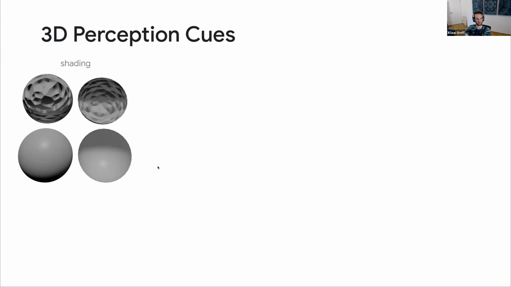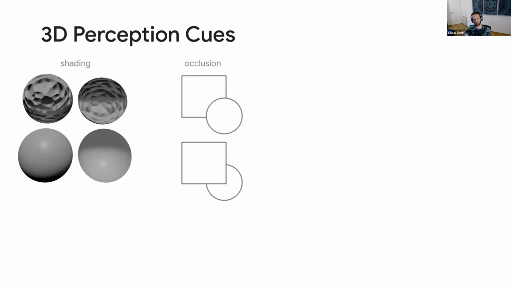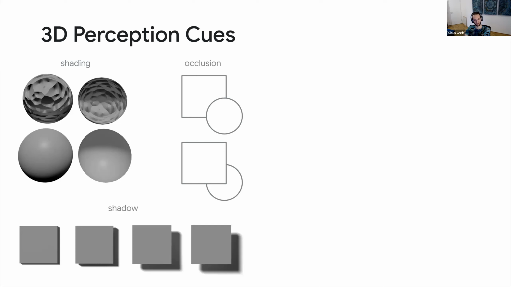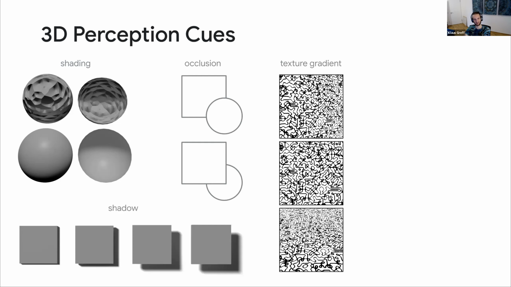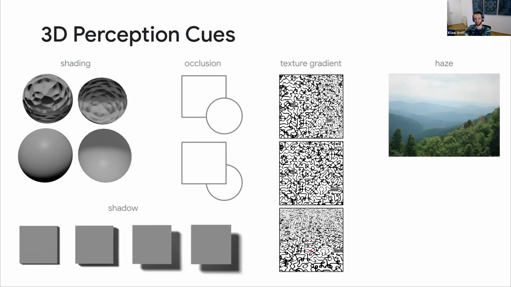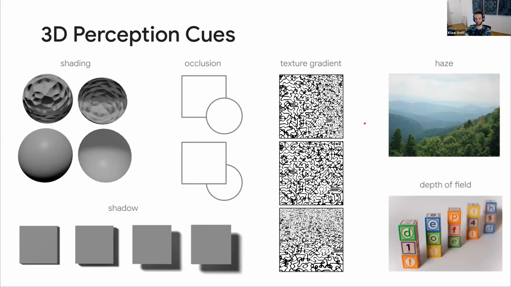looking at light and shading, occlusion, things that occlude each other or can give some information about what's in front. There's shadows. There's more subtle things like texture gradients. So the way a texture gets finer and finer into the distance tells you something about the slope of a surface. There's visual effects like haze that comes into effect for long distances. And there's depth of field, like our eyes have only a narrow focus, and that can tell us something about the 3D nature of the scene as well.